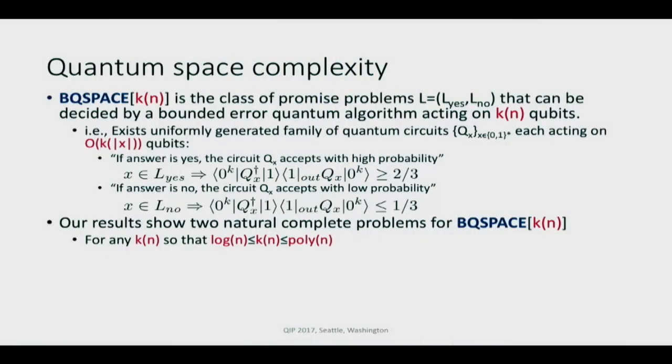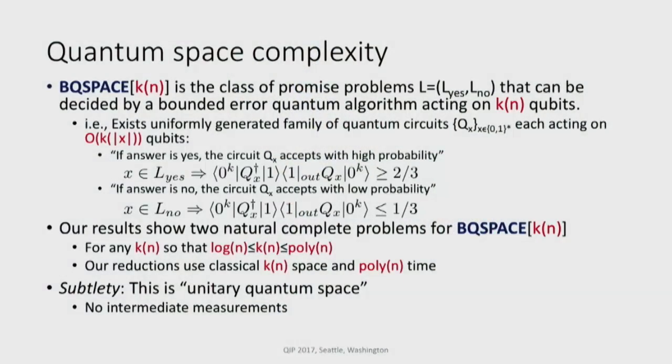Our results will show two natural complete problems for the class BQSPACE(k(n)), for any k between logarithmic in n and polynomial in n. And our reductions will use classical k(n) space and polynomial time. I think this is about as strong as we could hope for.